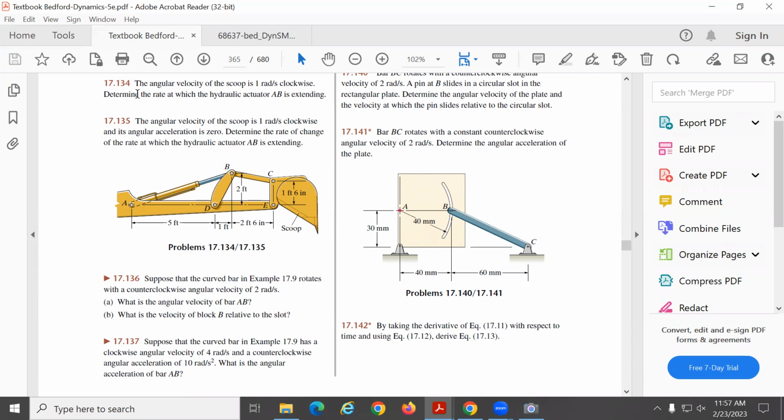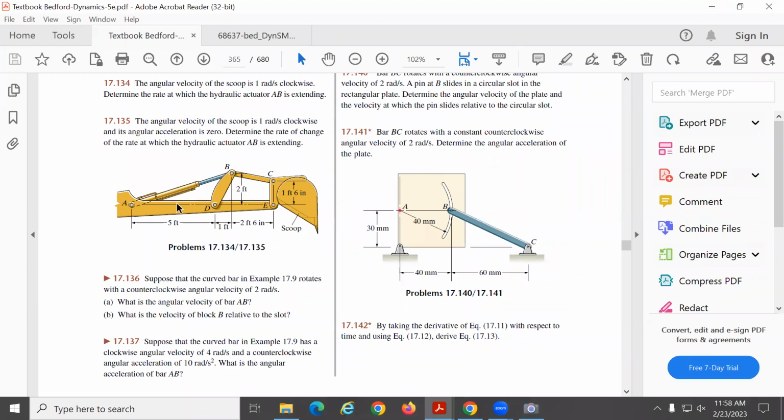So this problem, let's see what we need to do. It's 135. The angular velocity of the screw. Basically, all this you could just replace by one bar, no? So omega EC is 1 radian per second clockwise, and its angular acceleration is 0. So that means it is constant velocity. Determine the rate of change at which the hydraulic actuators A and B are extended.